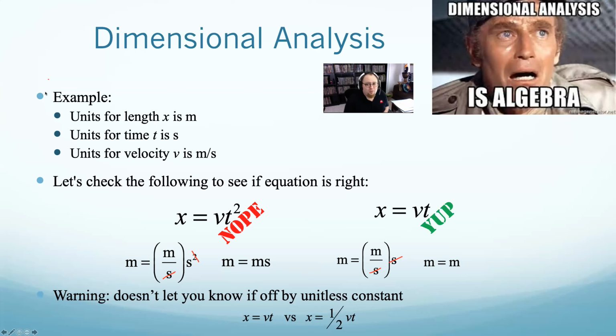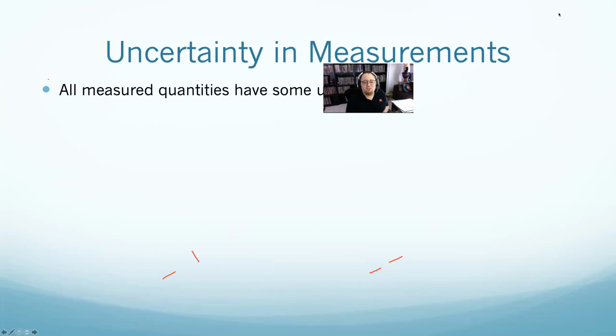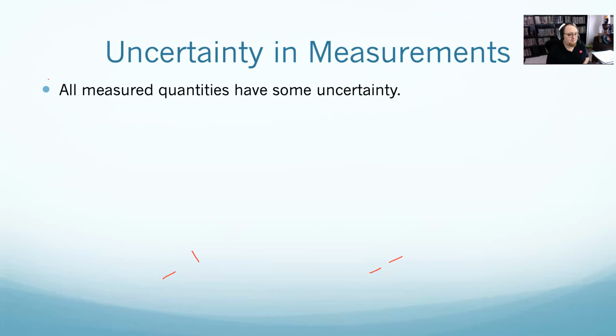Units aren't the only thing that's really important to keep track of with your values. When you say the value of something, if you say this is 10 meters long, there's some other stuff we have to pay attention to. And one of the big ones is uncertainty. Every time you measure something, there's going to be a certain amount of uncertainty.